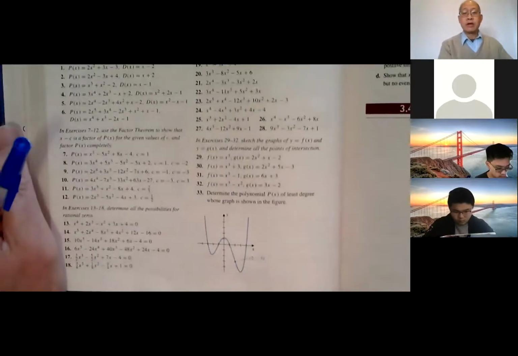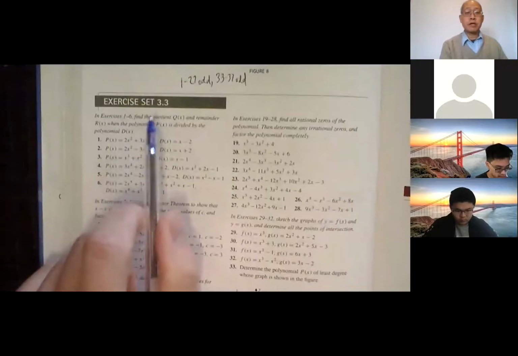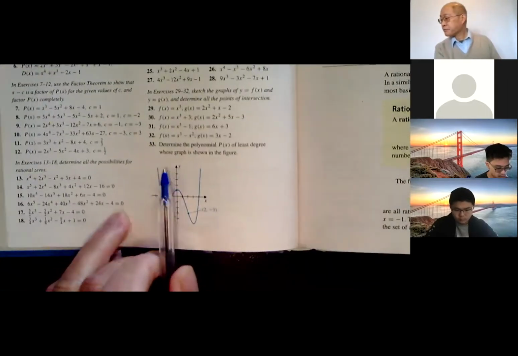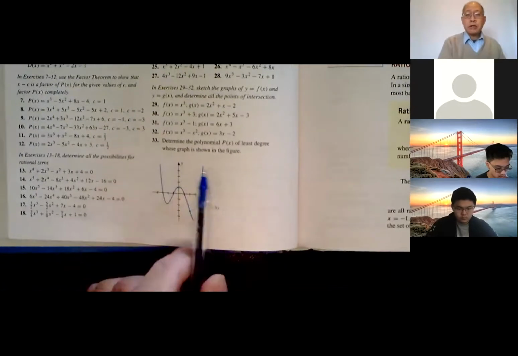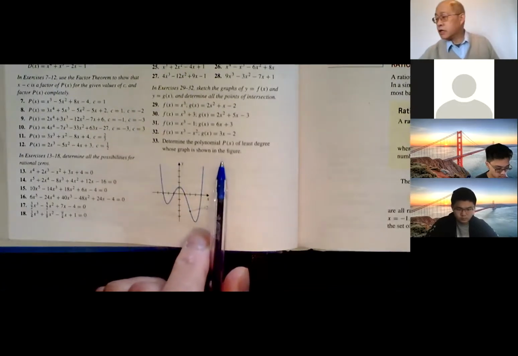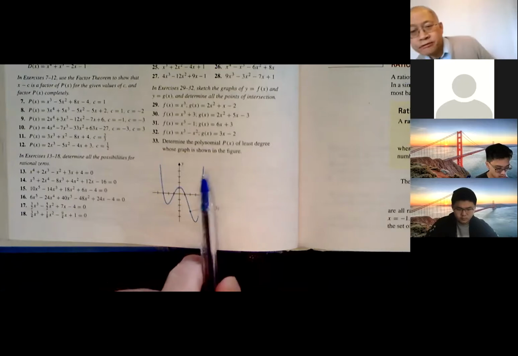All right. At the very end of class yesterday, somebody asked for 3.3 number 33. I didn't notice it until it was too late, so sorry about that, whoever asked for it. So I'll do that right now. 3.3 on page 154, number 33. Determine a polynomial p of x of least degree whose graph is shown in the figure.